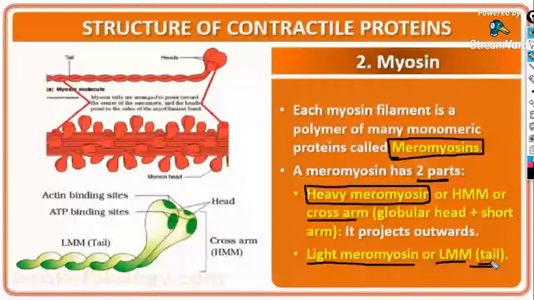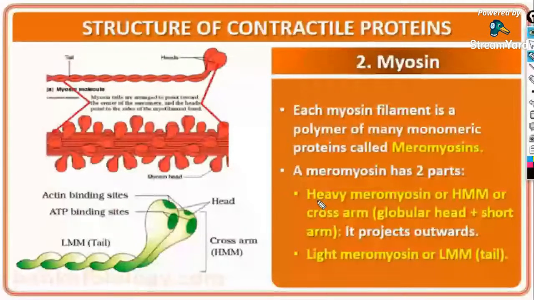What were the different parts of the actin filament? F-actin, then tropomyosin and troponin. And what are the different parts of the myosin? Heavy meromyosin, also known as the cross arm, and light meromyosin, otherwise known as the tail. This is very important. What constitutes heavy meromyosin? A globular head plus the short arm. Light meromyosin is constituted by the tail.